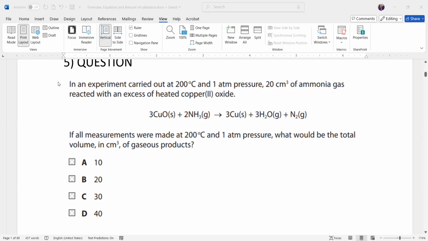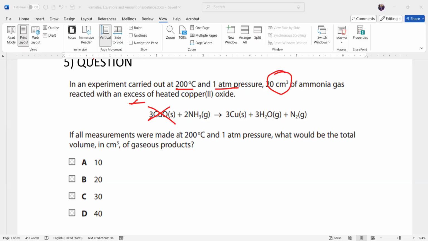Look, in the question, in an experiment carried out at 200 degrees centigrade at 1 atm, 20 cm cube of ammonia gas reacted with excess copper(II) oxide. So this is an excess reagent, so we don't have to look for it. Because whenever we find a product, we always find the product from the limiting reagent. And when the volume is given, the mole ratio and the volume ratio are always the same.